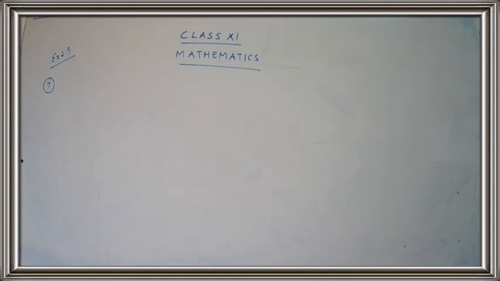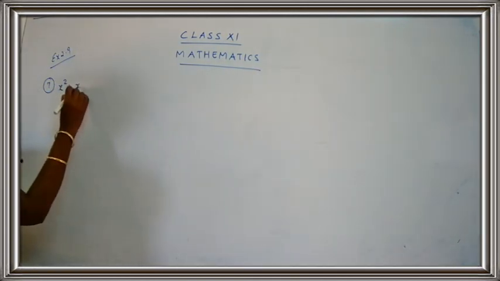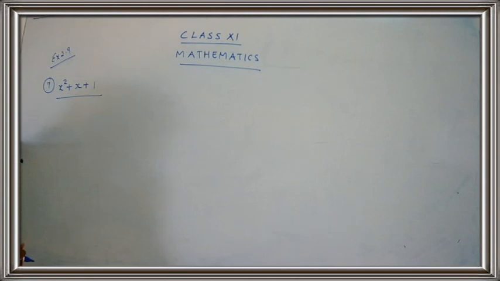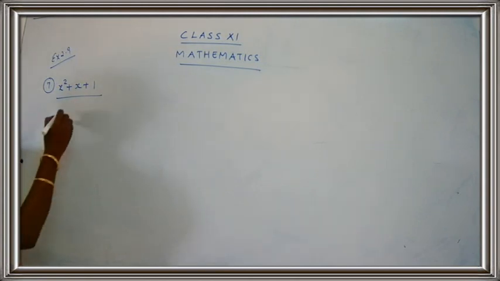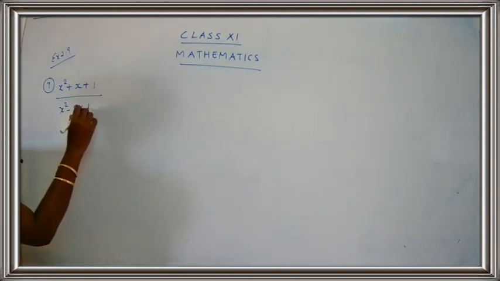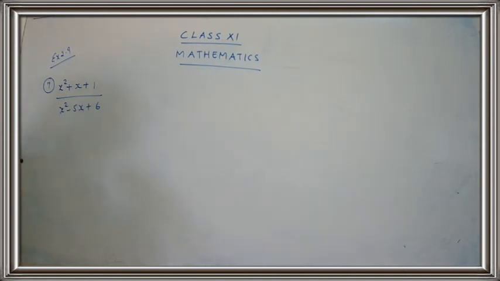Take down the 7th question. So take down your classwork, write down today's date, write down question number 7. x square plus x plus 1 upon x square minus 5x plus 6. x square plus x plus 1 upon x square minus 5x plus 6.